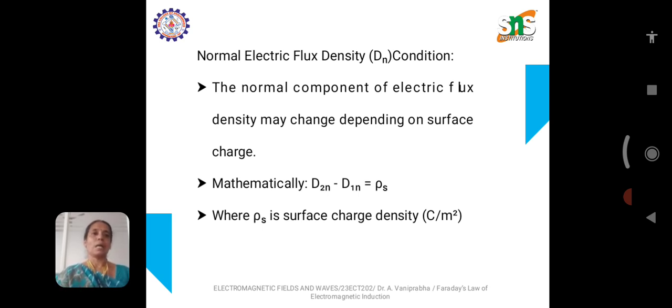This is continuous, that is, the normal component of electric flux density is continuous only if there is no surface charge. Under this condition, the normal component of electric flux density is continuous. Otherwise it is not continuous, and the difference is equal to the surface charge density.